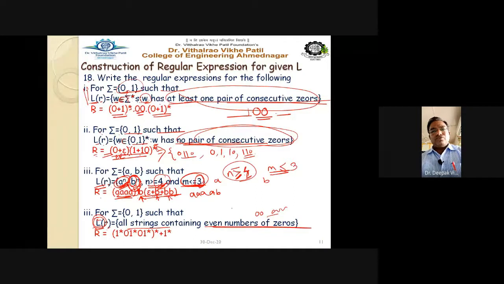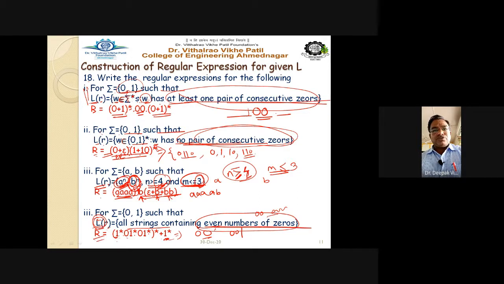So see here. 1 raised to star dot 0 dot 1 raised to star dot 0 dot 1 raised to star, bracket raised to star, plus 1, means either this or this. Means you can have the minimum string, you can have 0 0, or it can have 0 0 1, right. So these are the even number of zeros.